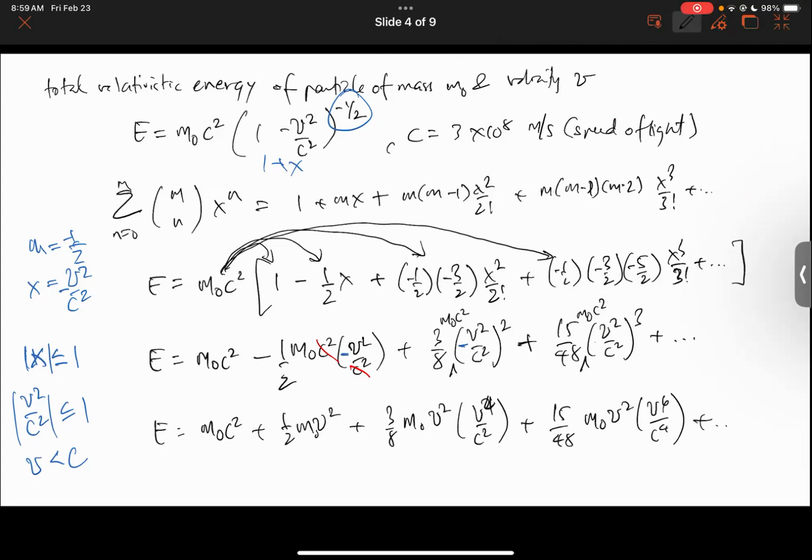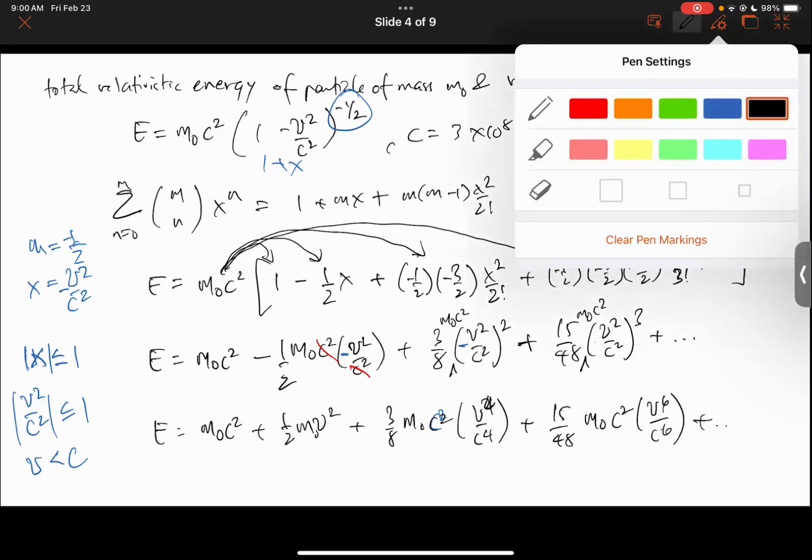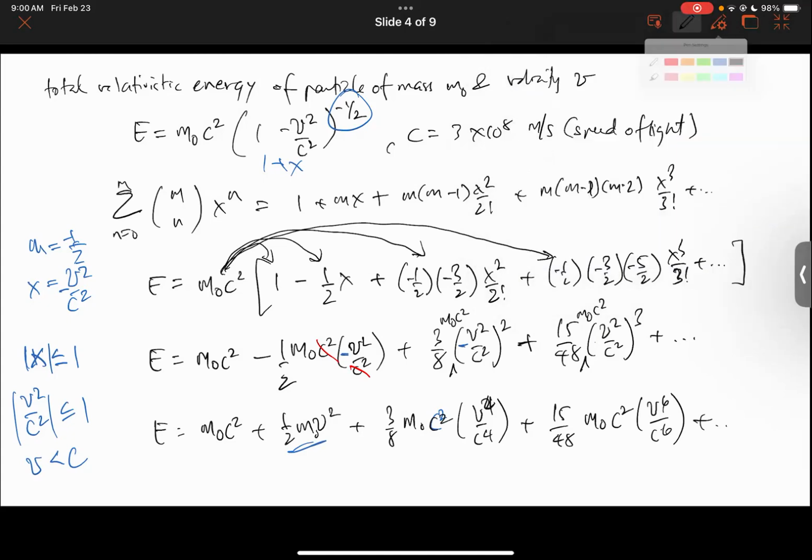So if we factor out the m naught v squared here, wait, let me check if what we're doing is correct. Let's not confuse ourselves. So m naught c squared there, and this is m naught c squared also. So this is c to the fourth, and this is c to the 6. Now what we factor out is this 1 half mv squared. So this becomes E equals m naught c squared plus 1 half m naught v squared.